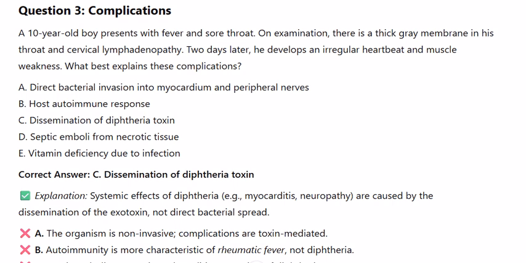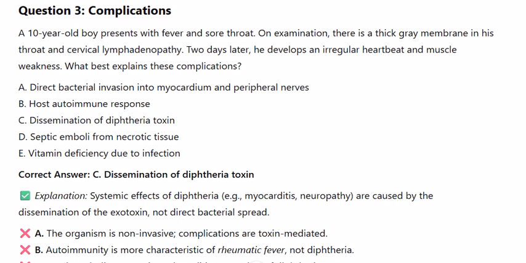A. Direct bacterial invasion into myocardium and peripheral nerves. B. Host autoimmune response. C. Dissemination of diphtheria toxin. D. Septic emboli from necrotic tissue. E. Vitamin deficiency due to infection. Correct answer: C. Dissemination of diphtheria toxin.